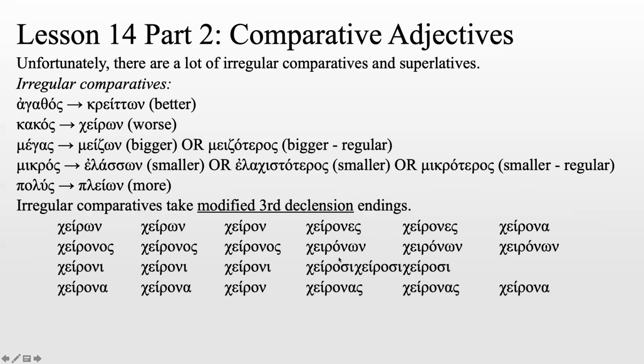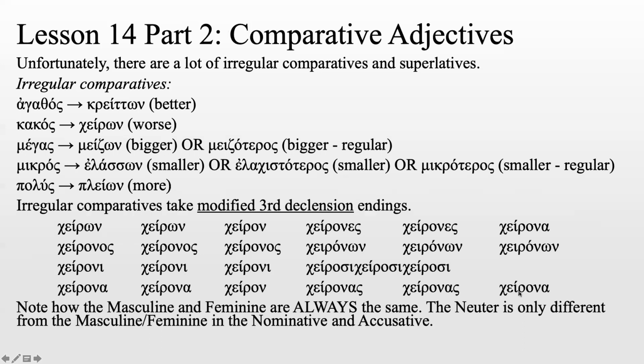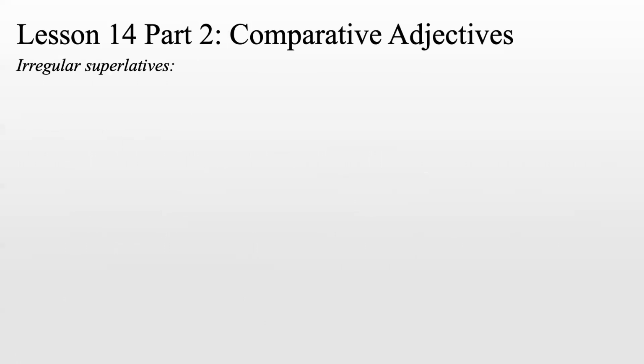Then we're going to have anes, anon, asi, anas. So anes, anon, asi, anas. Feminines will be the same. Neuters will only be different for the nominative and the accusative there. And note how the masculine and feminine are always the same. Neuter is only different from the masculine and feminine in the nominative and in the accusative because it always is different there.